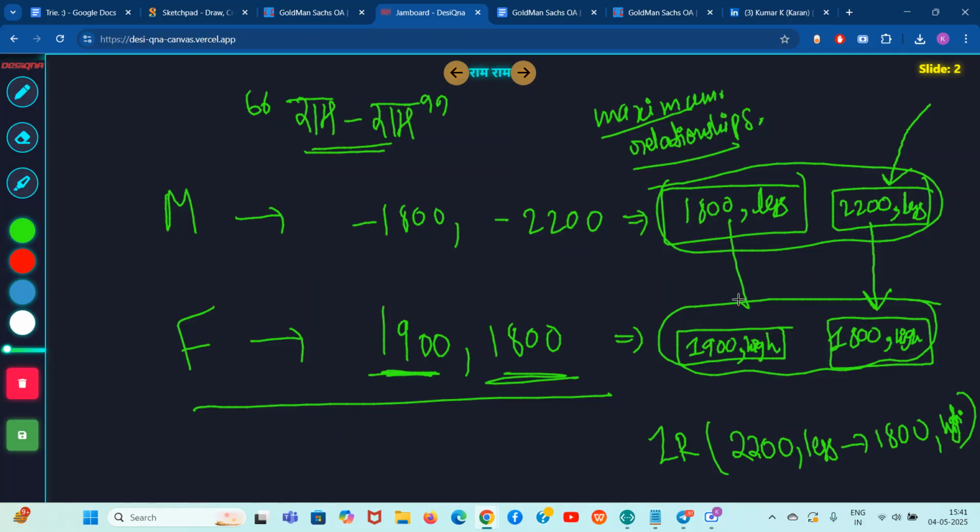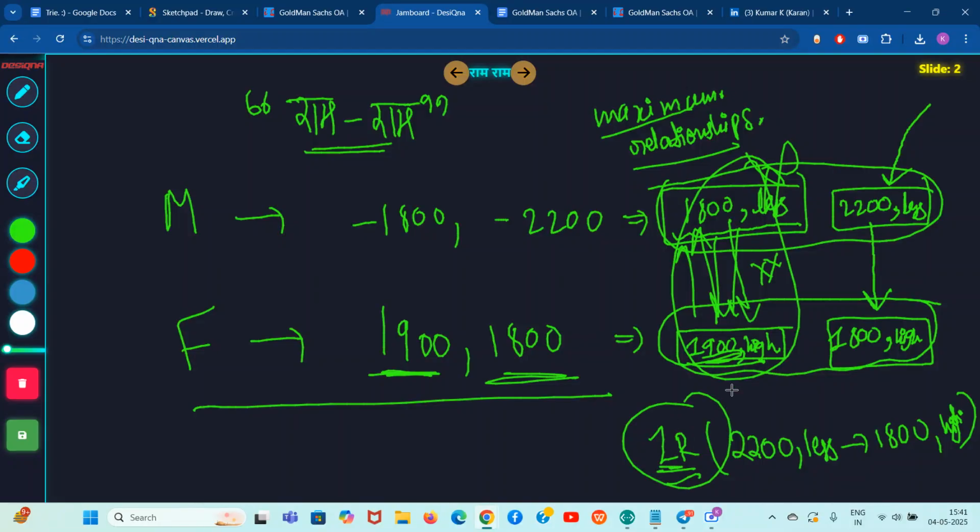But now this relationship is not possible. Why? The guy wants a girl less than 1800. She is not less than 1800, hence not possible. And this girl wants a guy greater than 1900. This guy is not greater than 1900. Both the relationships fail. This way is failing, and this way is also failing. So this relationship cannot be formed. So, guys, you can see no matter which way you try, you can make maximum only one relationship in this case. That's why one is the answer.